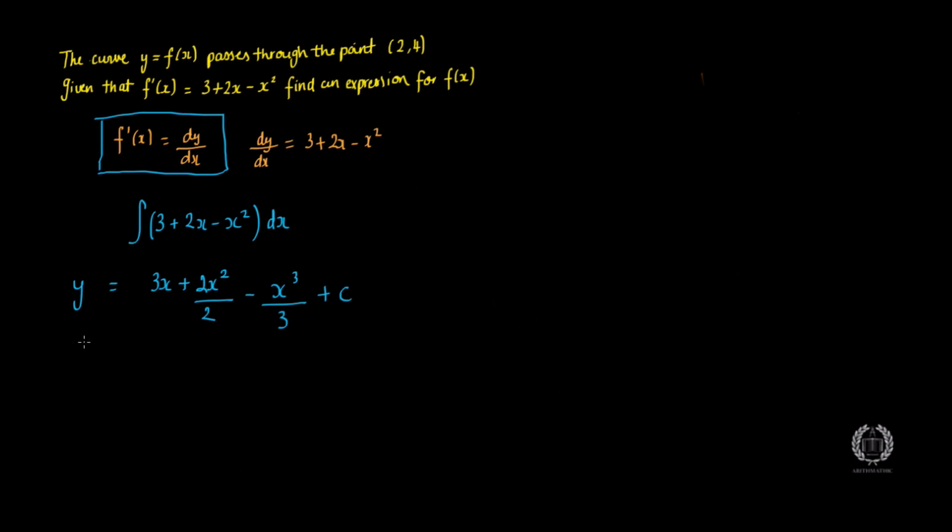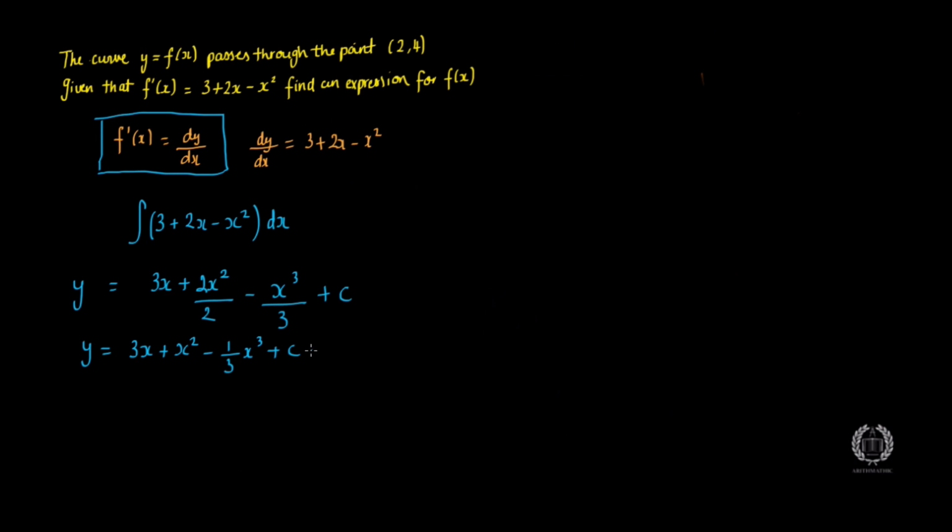So now if I were to simplify this, I'm going to have y equals 3x. 2 divided by 2 is just going to be 1, so you're going to have x squared. Now, x cubed over 3 is just the same as writing minus a third x cubed. Or you can leave it like this. It's fine. I always write it this way. It just makes it look better. But your choice. So now you have an equation.